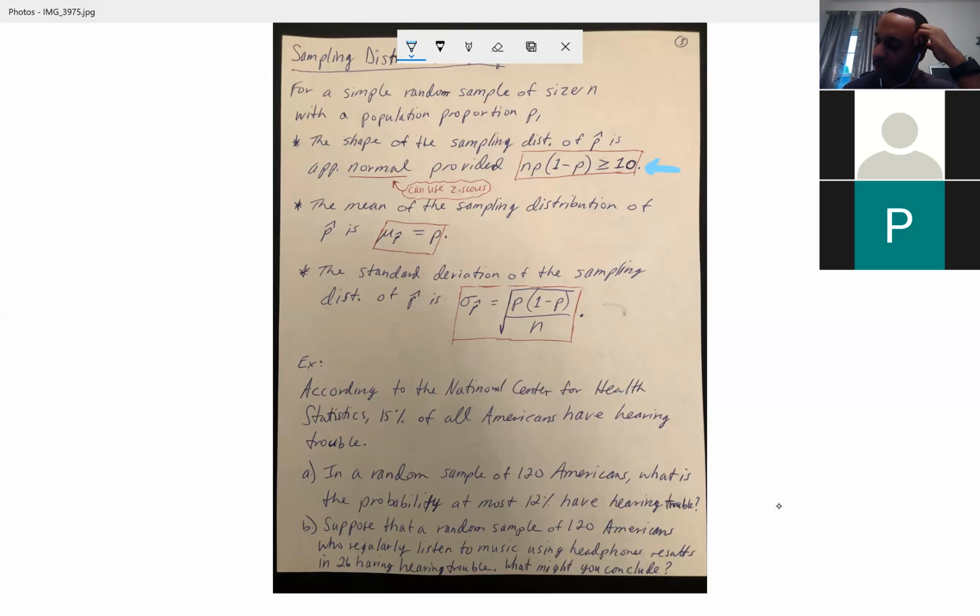Sir, when do you use the square root? Right here for this one. So that's the square root of p times 1 minus p over n. And P is what? P is your population proportion. It'll probably make more sense once we actually put words on it. But whatever your population proportion is, that's going to be your P. Thank you. Yep, no problem.